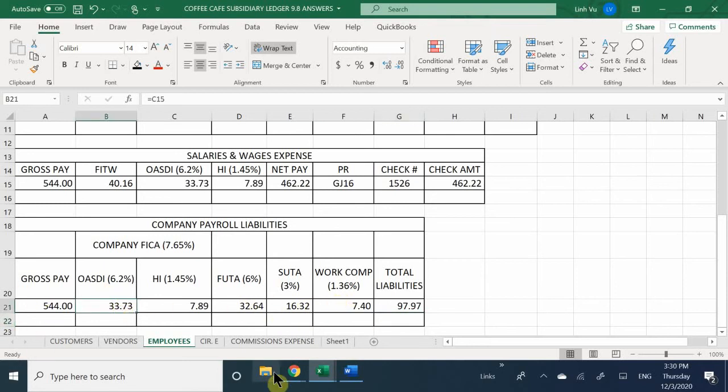Let me see. It could be this one right here, because workers' comp was not a rounded number. No, it was not. So this is probably the reason why you have one of those. So what you're going to have to do is round this, or actually type it in. 7.40. There you go. There's the 8 cents.